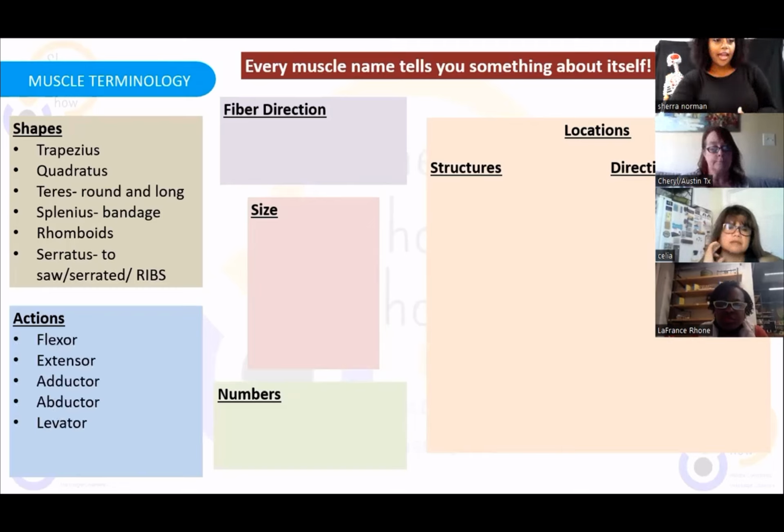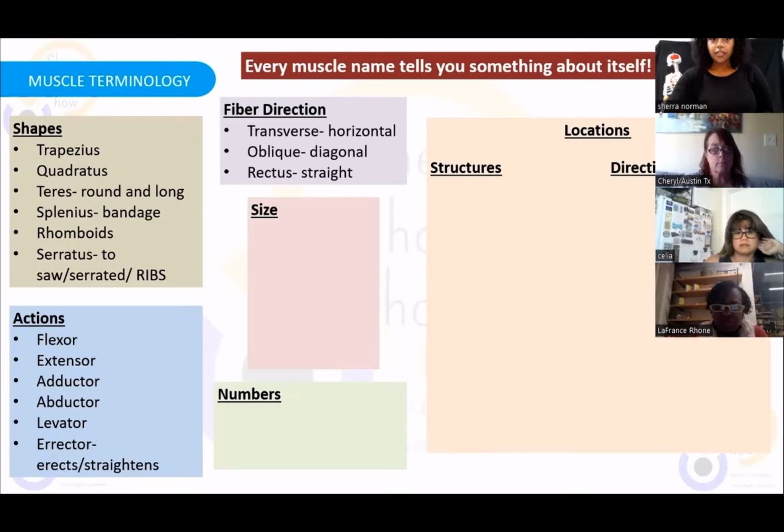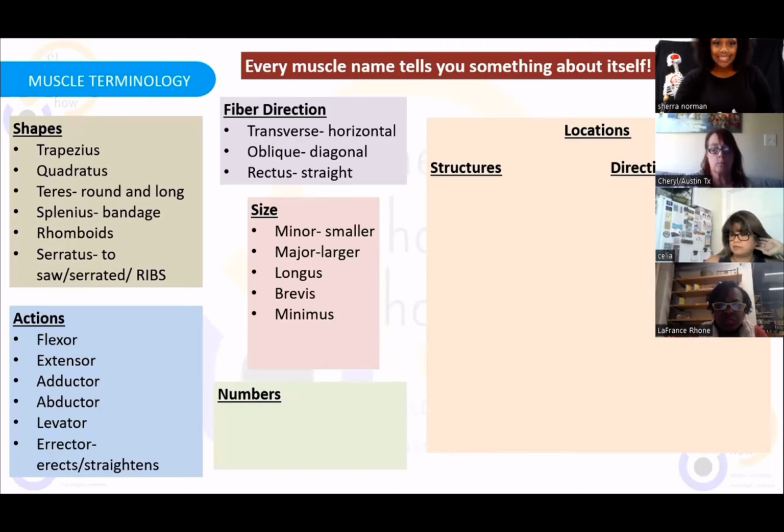Muscles can tell you about their actions. Of course, these are a little bit more intuitive. Flexor, extensor, adductor, abductor, levator elevates, erectors keep us erect, right? They can tell you about the fiber direction. If it's transverse, it probably runs horizontally, like the transverse abdominis, okay? Oblique means it's diagonal. Rectus means straight, like rectus femoris, rectus abdominis. They can tell you about their size: major, minor, longest, brevis, minimus, medius, maximus.